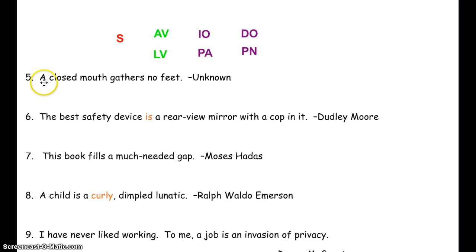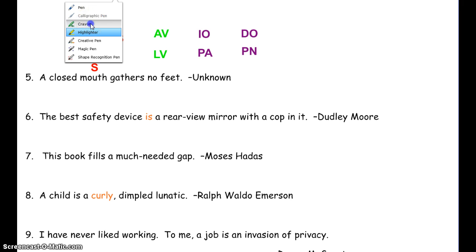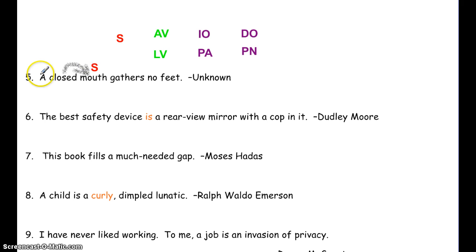Alright, number 5. A closed mouth gathers no feet. Words of the wise. Okay, I want you to take a second and try it on your own. A closed mouth gathers no feet. What's the subject? The sentence is about a mouth. And I see a couple of modifiers up here. I've got 2 modifiers. What kind of a mouth is it? A closed mouth. And what does the mouth do?